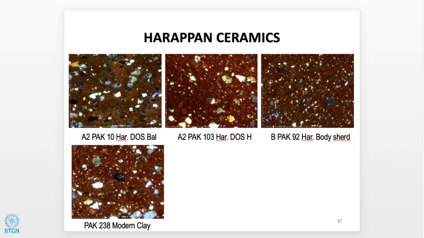Then the Harappan ceramics, and this is a modern clay. So I did collect some modern clay and tried to compare it. So I can, without any hesitation, say the Harappan pottery which I analyzed from Harappa was made locally, because I have the same composition. But I am not going to say about other ones.